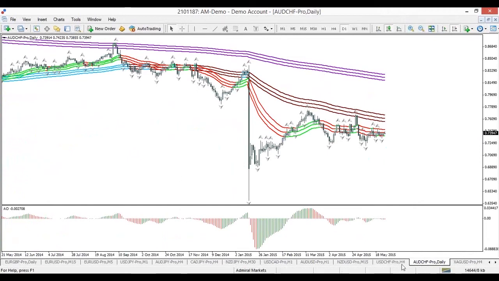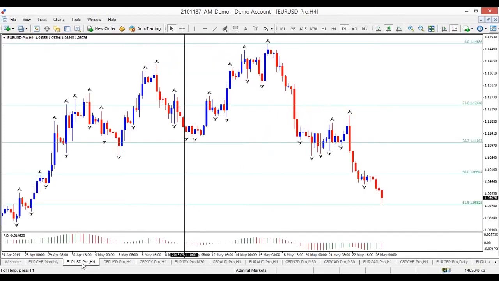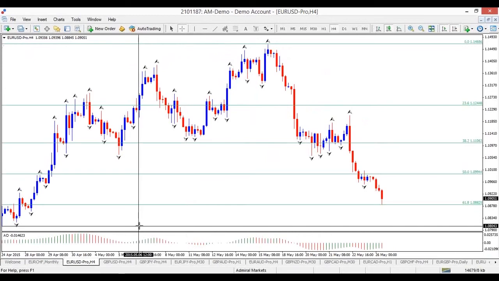All right. Does anyone want to see the... I don't know. Let's see, what else do we have left? Oh, let's take a look at the euro dollar. Does anyone have any preference for any currency pair? Just drop a chat in the box.